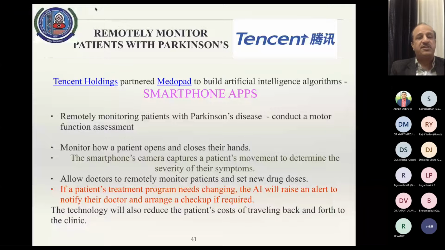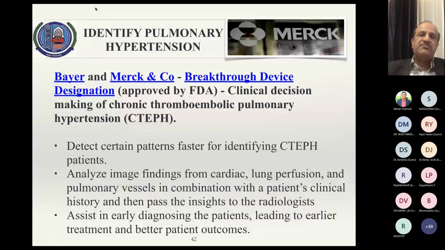If the patient's treatment program needs changing, AI will raise an alert to notify their doctor and arrange a checkup if required. So the patient does not need to be admitted in the hospital; they can stay at home, and many functions can be controlled. The cost of the patient traveling to the hospital and back can be saved. Merck is working towards identification of pulmonary hypertension.